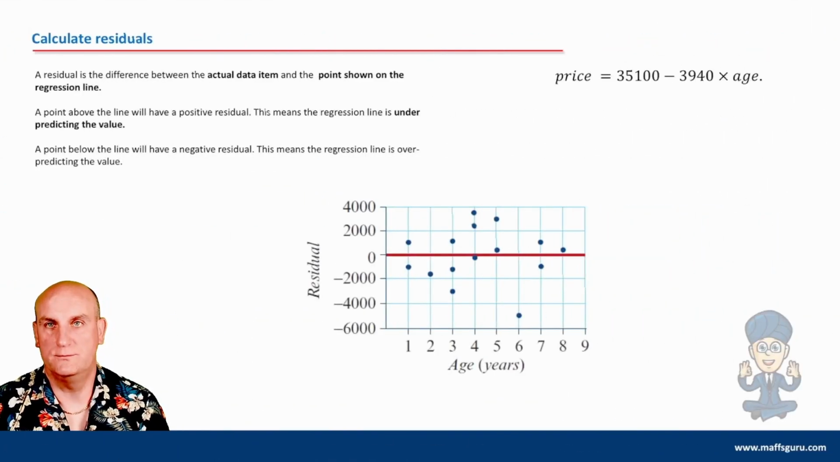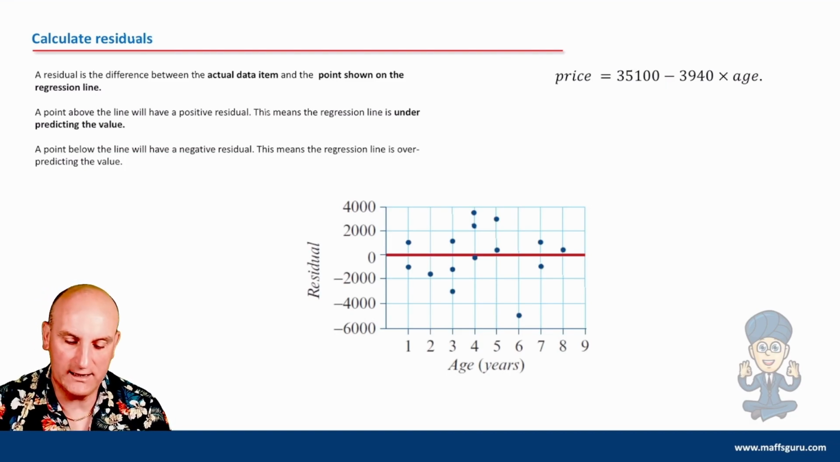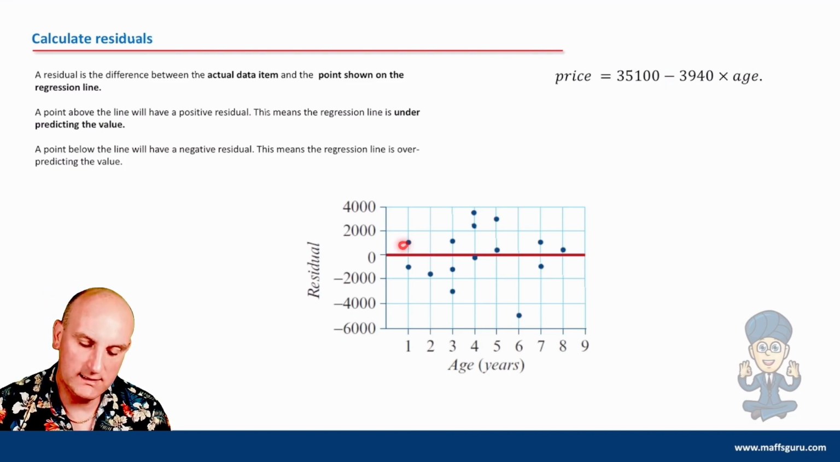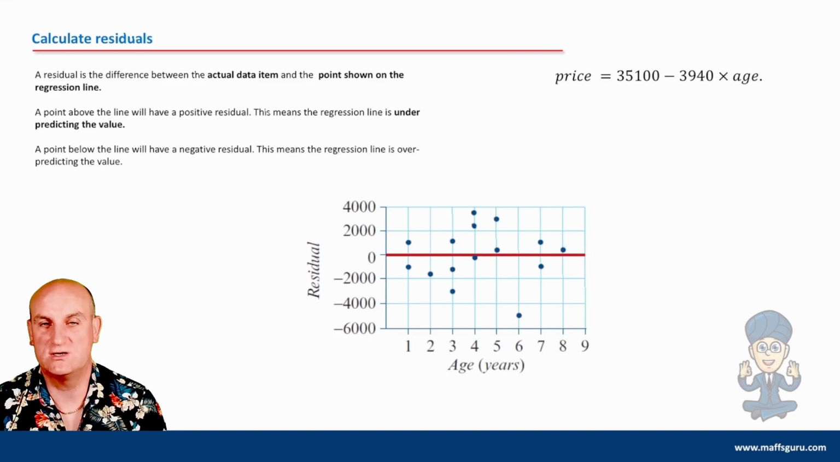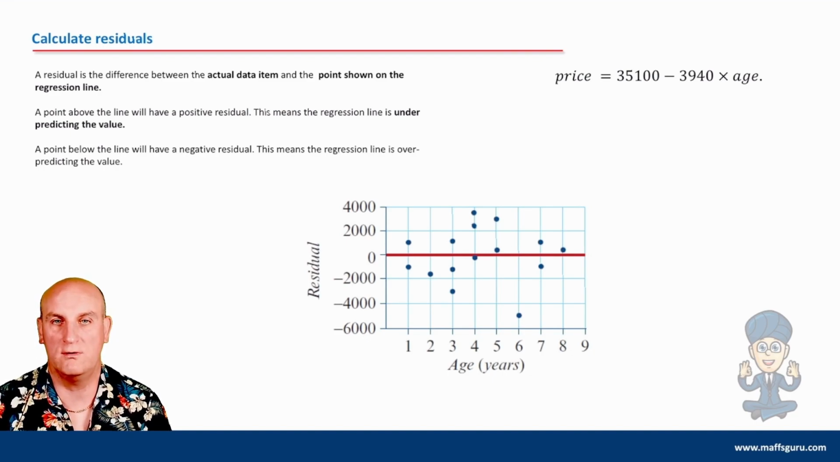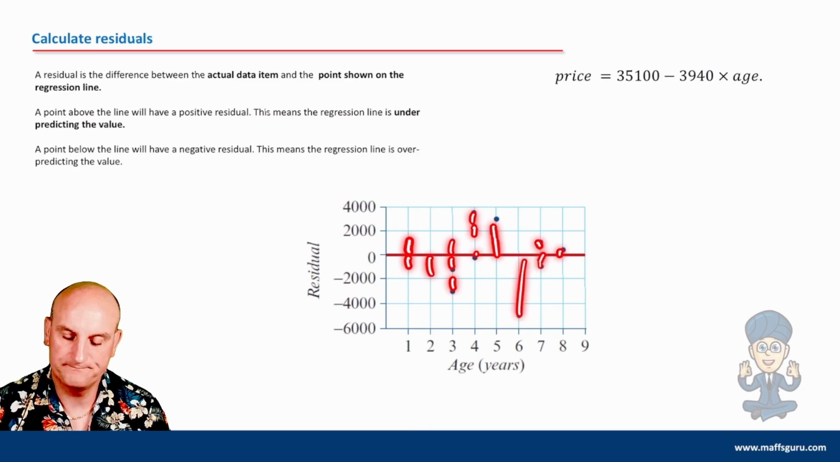A residual. Now we've talked about residuals before, yeah? A residual is the difference between the actual data item, so these here will be actual data items, and the point on the residual. Now in this situation, when I have a residual plot, that line there is actually my least squares regression line. So it's just a different way of drawing the graph, but by showing the difference between each of the points above and below that line.